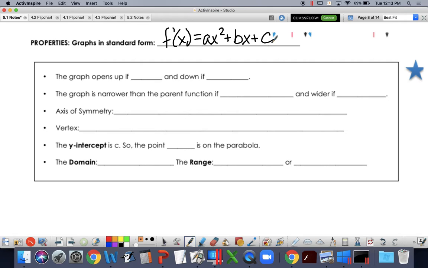And a couple of these things we already discovered as we went through the whole process. The graph is going to open up, or have a regular U shape, if a is positive. I wrote a is greater than 0, but feel free to write a is positive, whatever makes the most sense for your notes. And then it's going to open down if a is negative. We saw that in the discovery activity.